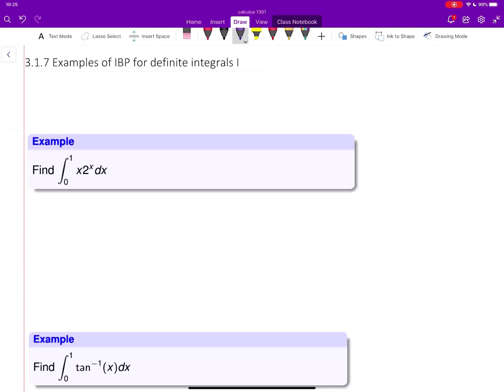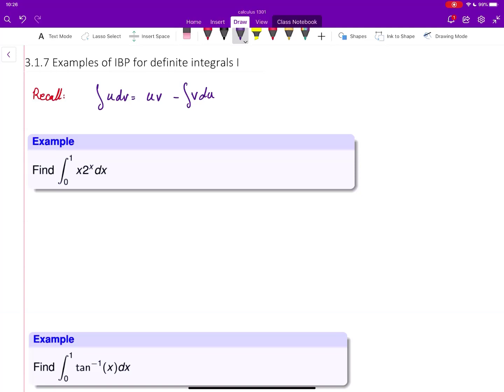Hello everyone. In this video we will do some examples for integration by parts for definite integrals. Let me just quickly recall the integration by parts formula that we had before: integral of u dv is equal to uv minus integral of v du.